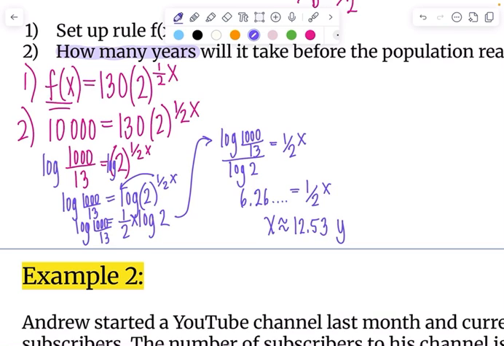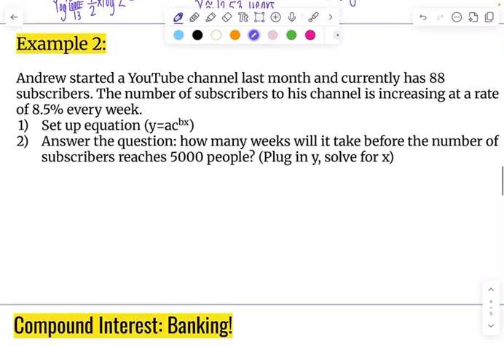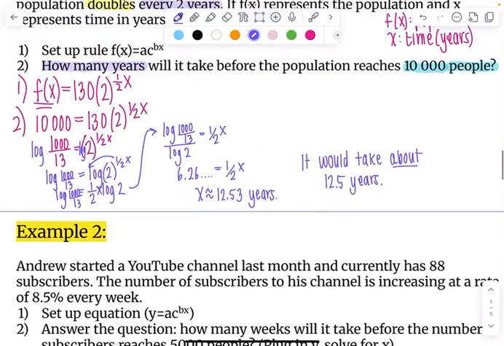And remember that x is years. So it would take about 12 and a half years, right, 0.53, 12 and a half years to reach 10,000 people. And that's essentially it for the first question.